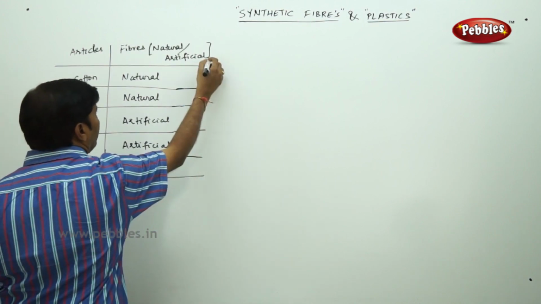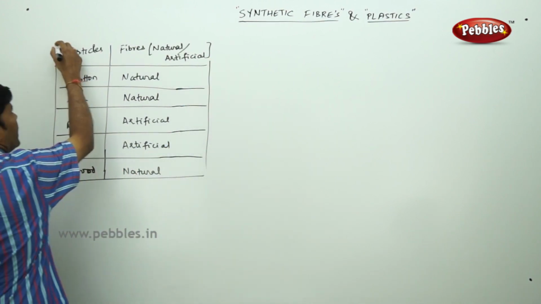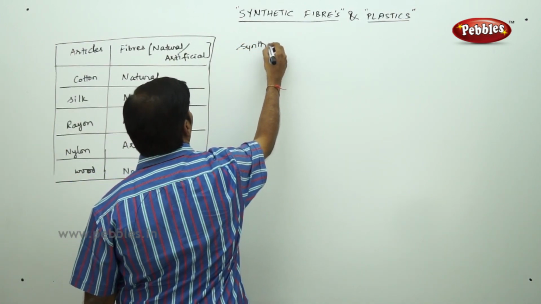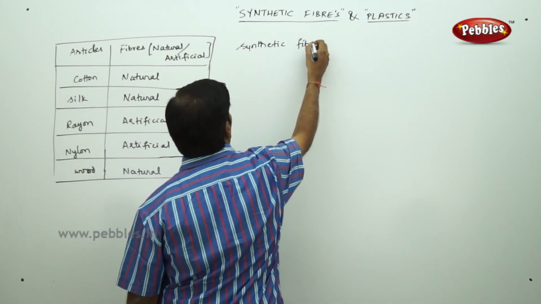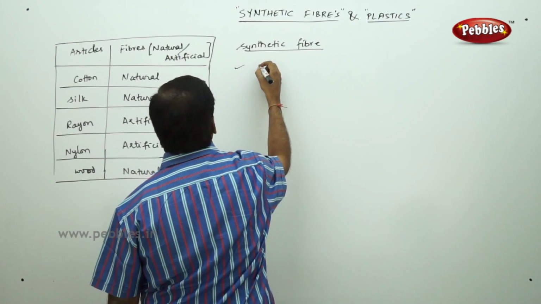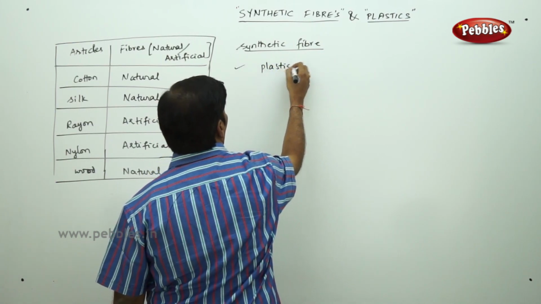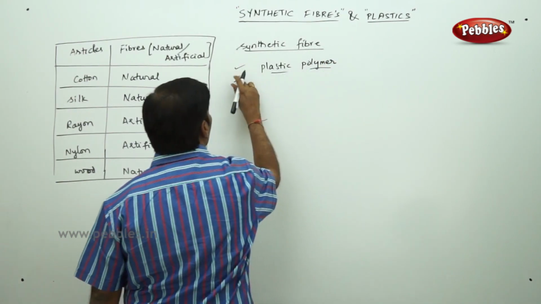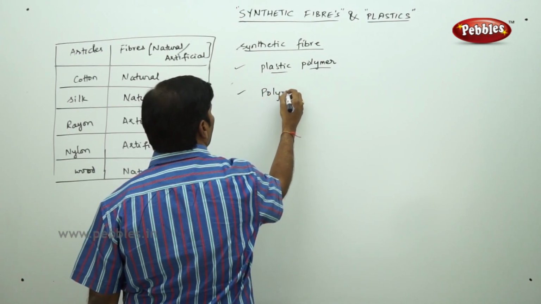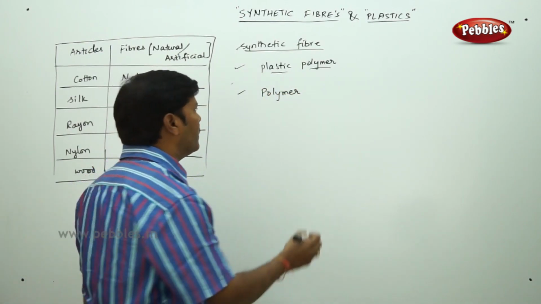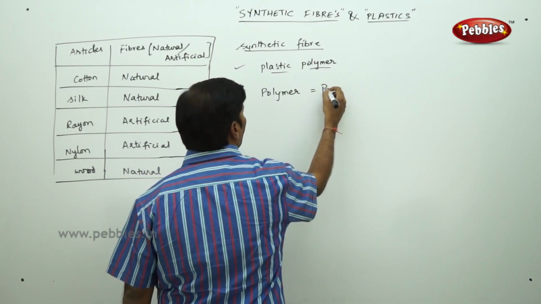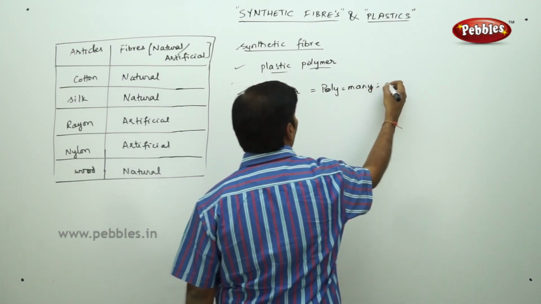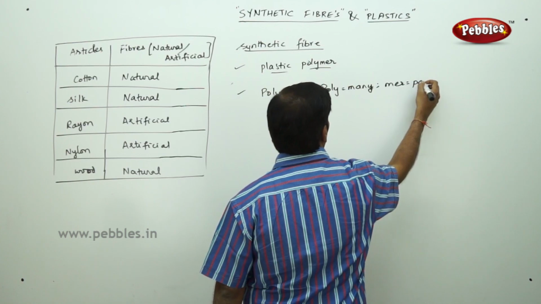So from this table, what information can we gather? The information we can gather is that a synthetic fiber is nothing but a plastic polymer. When you say polymer, you split this word into two parts: poly means many, and mer means parts.